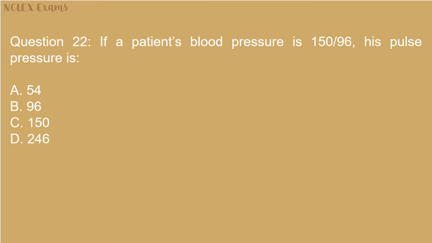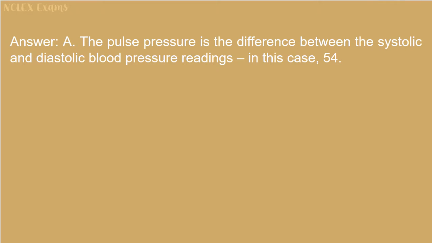Question 22. If a patient's blood pressure is 150/96, his pulse pressure is A. 54. B. 96. C. 150. D. 246. Answer, A. The pulse pressure is the difference between the systolic and diastolic blood pressure readings, in this case, 54.